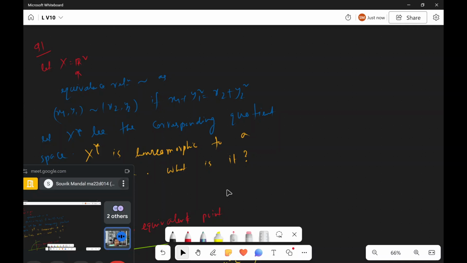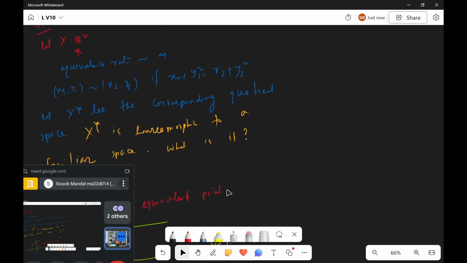So the question is that given X equal to R2, with the usual topology. Now over R2 there is an equivalence relation. Two points are related if and only if they lie on the same parabola. Now the question is, if we quotient R2 with that equivalence relation, there will be some quotient space denoted by X star. X star is homeomorphic to something, and we need to find out what the space is. This is the question.